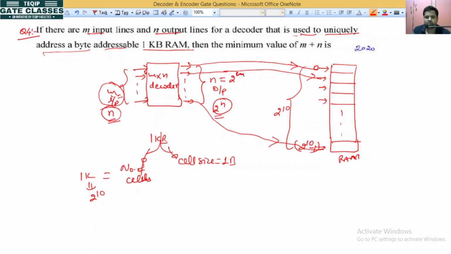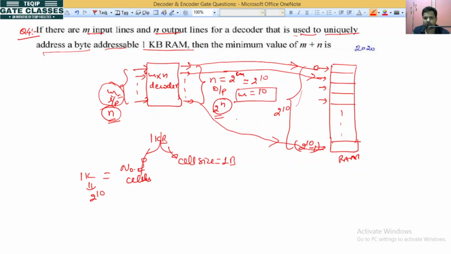So in total how many outputs are there in the decoder? As many addresses as there are here, that many outputs will be there in the decoder. So it will be 2 to the power 10. So what will be the m? 2 to the power m. Here we have 2 to the power 10. If you compare both, m is 10.